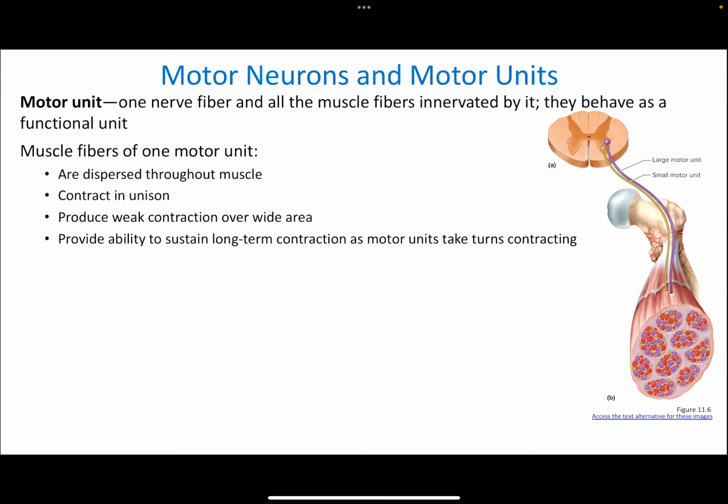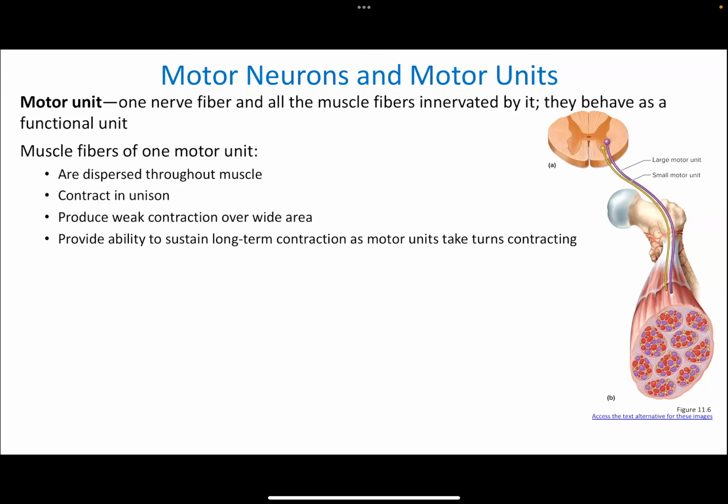So these muscle fibers are dispersed throughout the muscle. They do contract in unison, and over a wide area, they produce a weak contraction. But if you get more and more motor units involved, more and more nerve fibers activated, then you're going to activate more and more muscle fibers within the muscle. So you can change how strong the contraction is by changing how many nerve fibers are stimulated or activated.